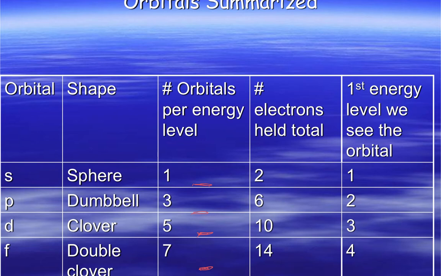And the first energy level where we start to see these orbitals show up: we see the s orbital show up on the very first energy level, but it takes till the second energy level before we get to see p, the third energy level before we start to see d show up, and then it's the fourth energy level before we see the f orbital.